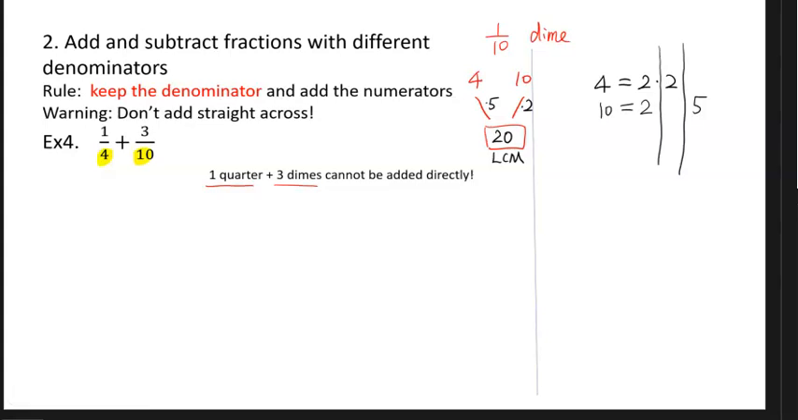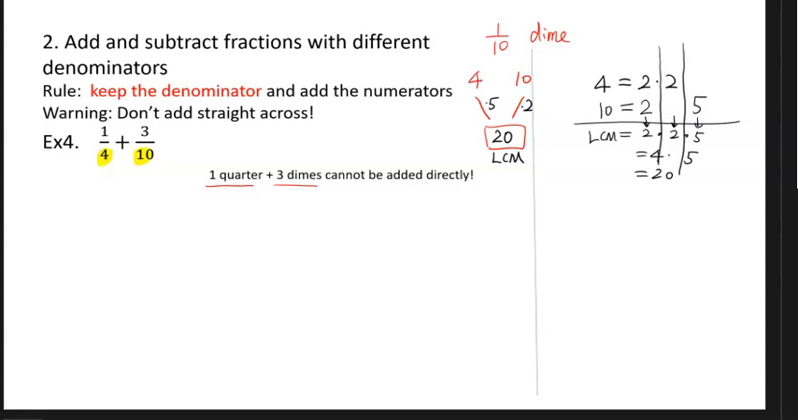So, and again, 4 equals 2 times 2, 10 equals 2 times 5. Now to find the LCM, you will bring down one number from each column. So now you multiply them: 2 times 2 is 4, and 4 times 5 is 20. So that's how you get 20. If you have trouble seeing them, you can use this method.